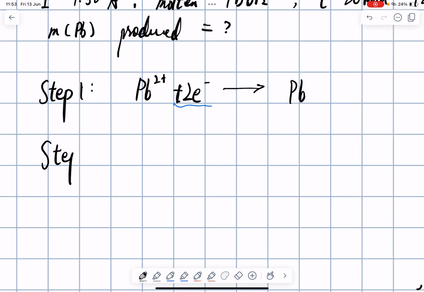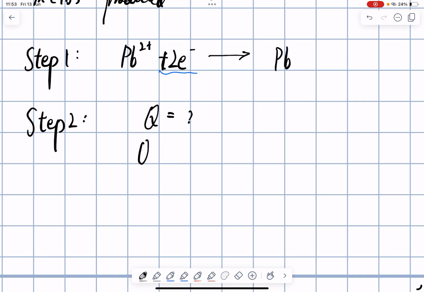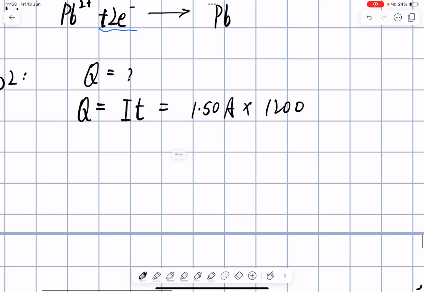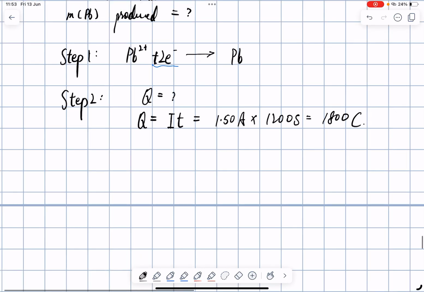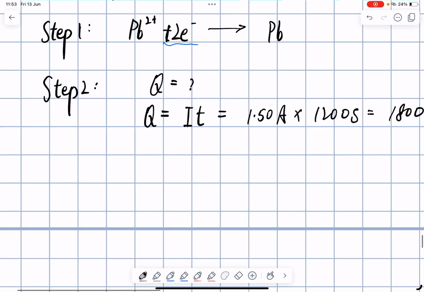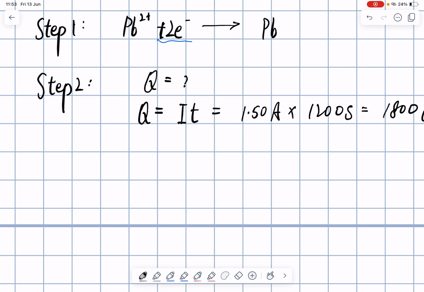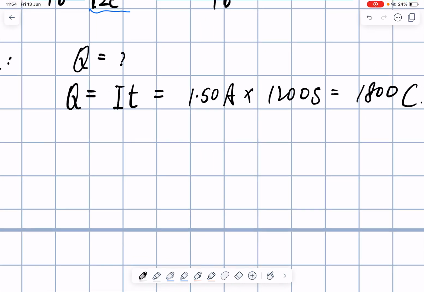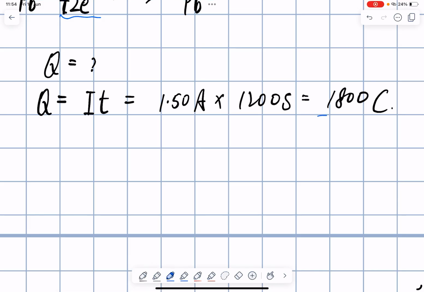Step 2, we want to calculate how much charge we have in 20 minutes. Recall that Q equals I times T, so Q equals 1.50 times 1,200 seconds, which equals 1,800 coulombs. We know that 1 mole of electrons is equal to 96,500 coulombs. So how many moles of electrons are there?